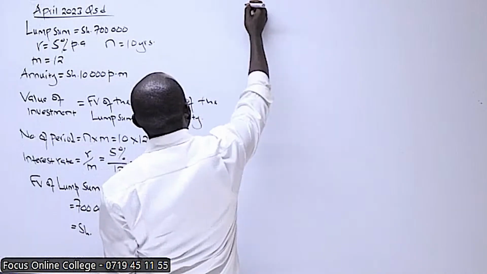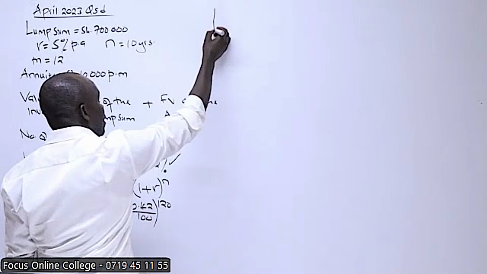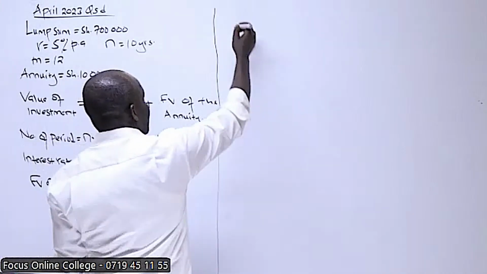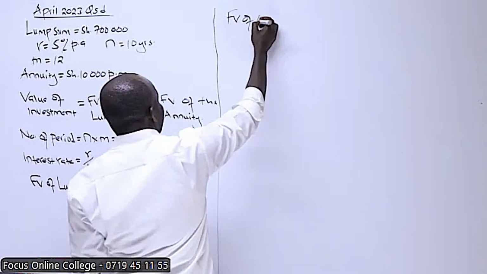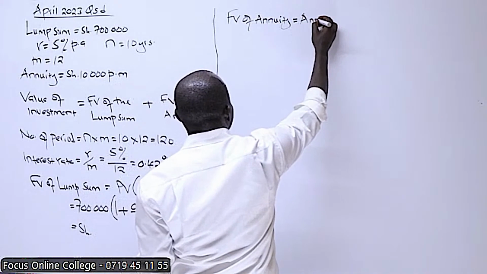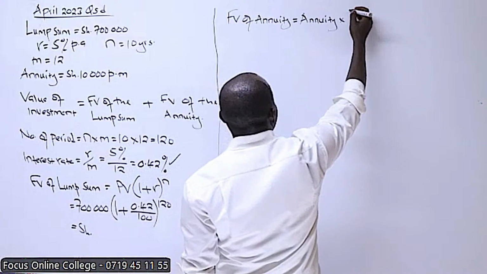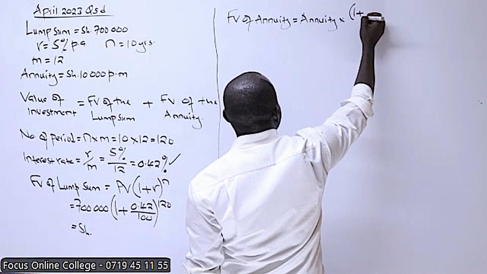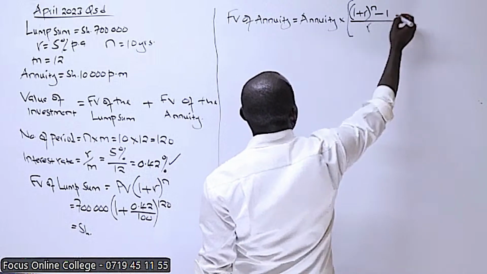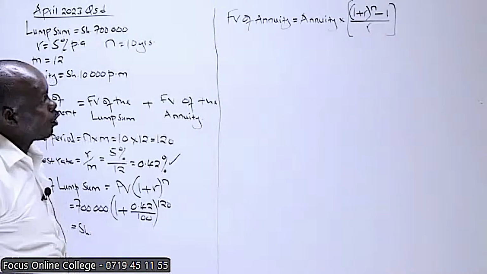Then the future value of the annuity. Future value of annuity is equal to the annuity times ((1 plus R) power n minus 1) over R. Again, for R and n, we are going to use the adjusted values.